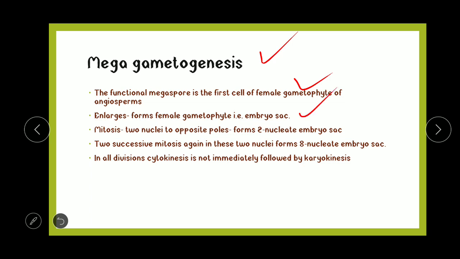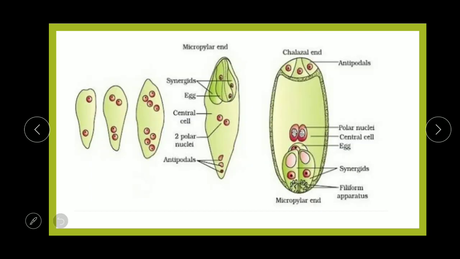So what are the divisions associated? We will see. First of all, the megaspore always divides by mitosis. It forms 2 nuclei that move to opposite poles. We will see the diagram. Here you can see the 2 nuclei moving to opposite poles. Then gradually they divide again. The 2 nuclei divide 2 more times, forming 2 nuclei, then 4 nuclei. So an 8 nucleate structure is formed.